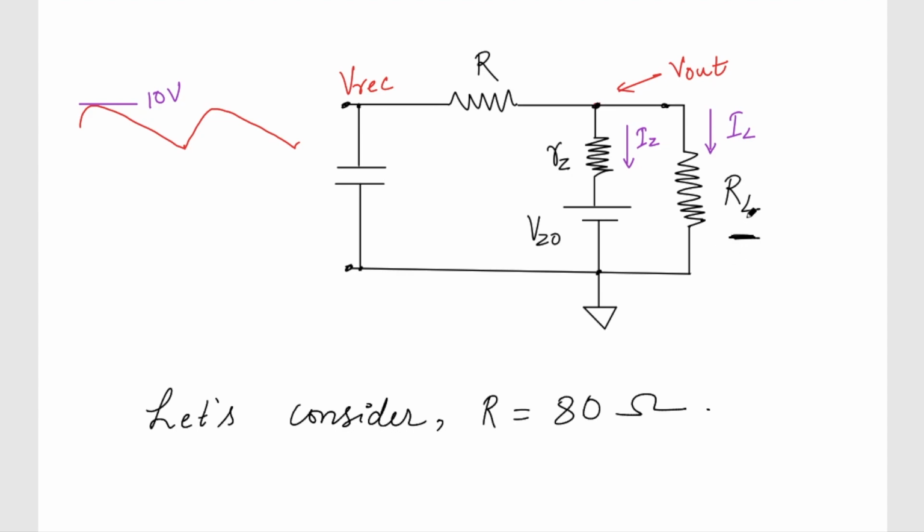Okay, so now we have to find out the minimum value of RL, and of course we'll see that this RL will be in hundreds of ohms, and if you see here, this R is in a few tens of ohms. In this case it's 80 ohms, and RL will usually be more than 200 ohms. What I mean here is that this RL is much larger than RZ.